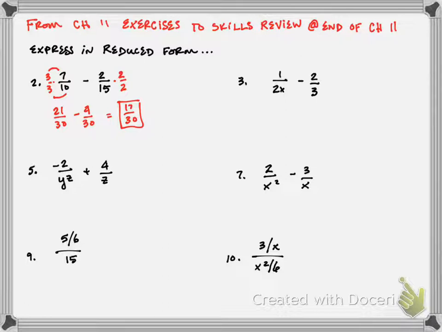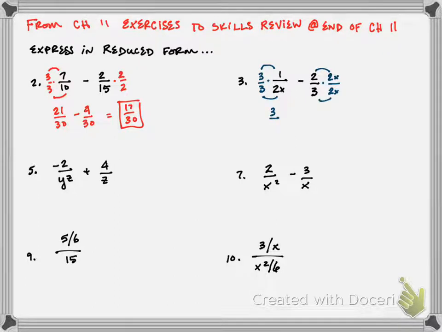Number 3. Again, we do not have a common denominator, and in this case, the smallest common denominator that we could possibly get would be if I multiplied this left side by 3 over 3, a fancy way again of multiplying by 1. Multiply this right side by 2x over 2x, which is going to give us a common denominator of 6x. Now again, multiply through up top, multiply through down low.